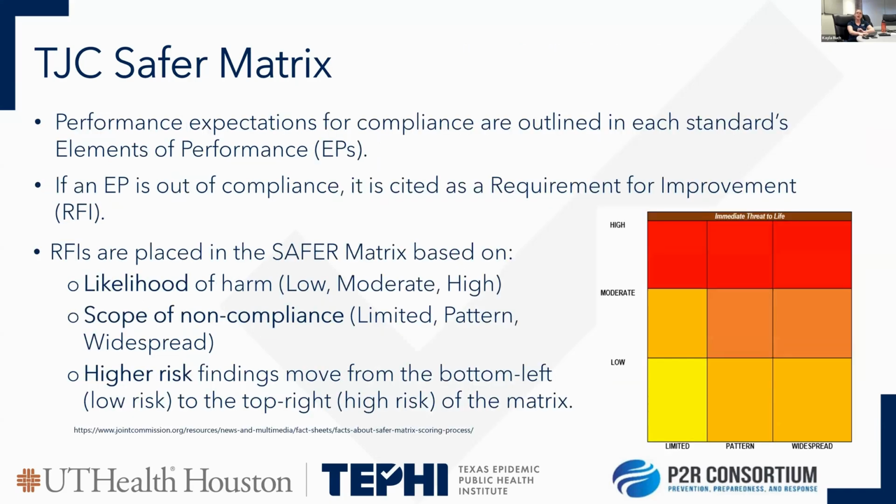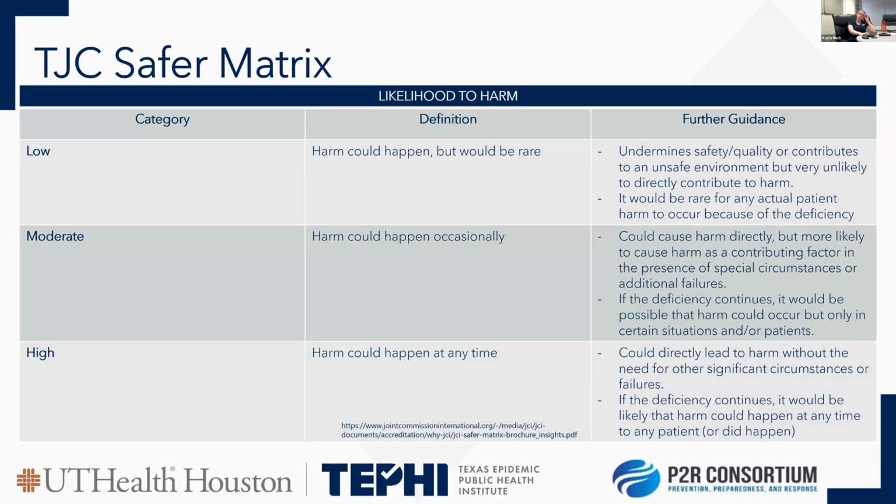So when they look at it, on the scope of likely to harm, the scope of non-compliance, and then the high risk, those are the top areas that they really stratify it to, making sure that, you know, it's low risk, low occurrence, or high risk, high occurrence, which then might put you into that immediate jeopardy area. So this is just an example of how they look at it.